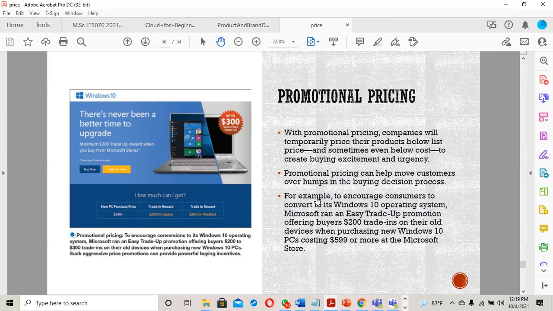So that's what it says here. For example, to encourage consumers to convert to its Windows 10 operating system, Microsoft ran an easy trade-up promotion, offering buyers $200 trade-ins on their old devices when purchasing new Windows 10 PCs costing $599 or more at the Microsoft Store. So this was a promotion, a promotional pricing to make a particular thing happen: customers switch to Windows 10.